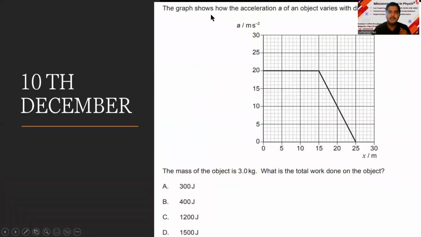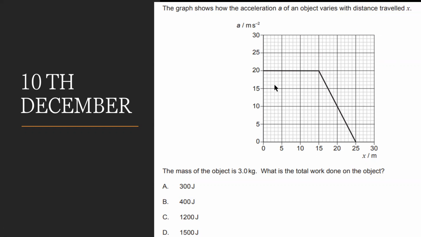is about the graph which shows the acceleration of a particle with distance traveled of an object varies with distance x. I think my video will be blocking my question, so I will just stop my video here. Yeah, now it's fine. The graph shows the acceleration a of an object varies with distance traveled x. This is your plot of a versus x. The mass of the object is given. What is the total work done on the object? That's what has been asked.